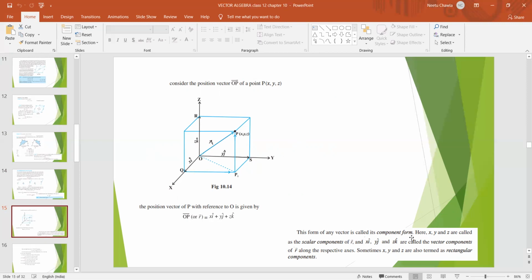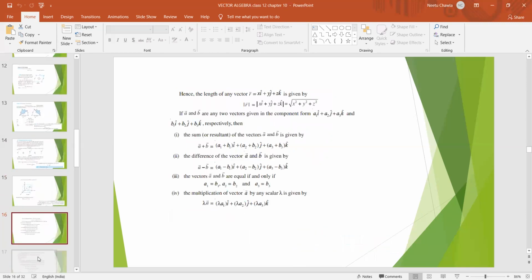This form of any vector is called its component form. This is known as the component form. Sometimes the questions come, write the component form of the given vector. Here x, y and z are called the scalar components. This is x, this is y, this is z, known as the scalar components of R. And xi, yj and zk are called the vector components of R along their respective axes, that is the x-axis, y-axis and z-axis. Sometimes x, y, z are also termed as rectangular components, since they are telling us about the length, breadth and height of a rectangle, so that is why they are also known as rectangular components.